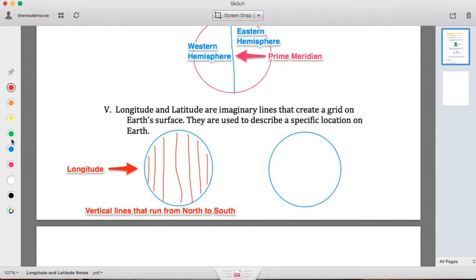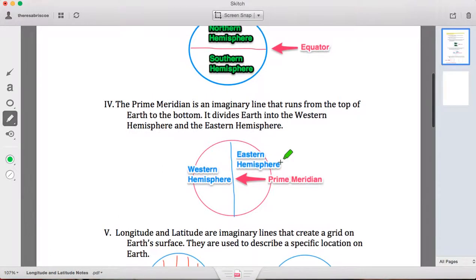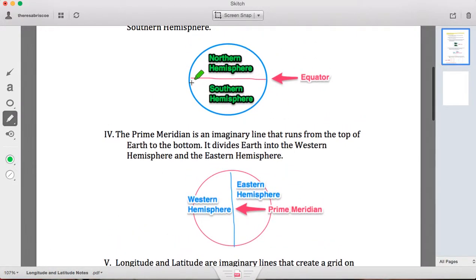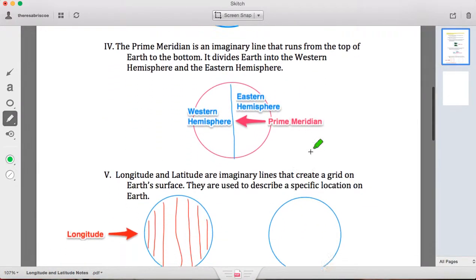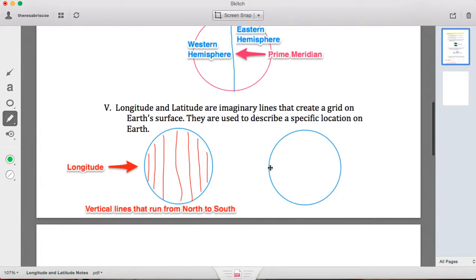And so let's go ahead and make some lines of latitude. So lines of latitude are like the equator. They run from east to west, or west to east. So we're going to draw some lines. Remember, these aren't exactly what lines of longitude or latitude would look like, but it gives you an example that shows that these are lines that run from east to west.